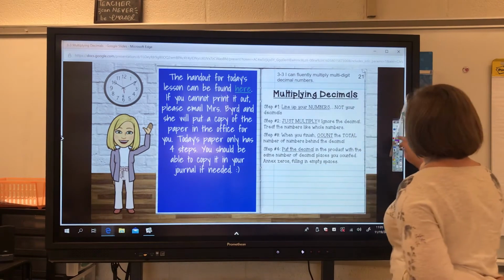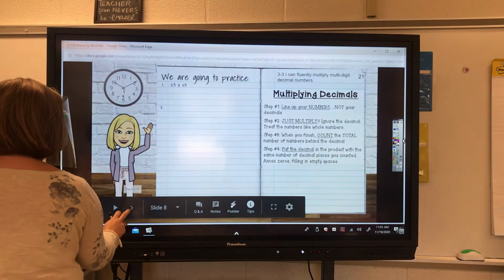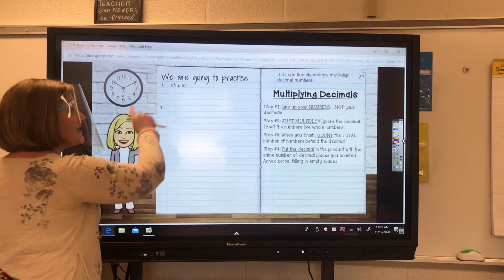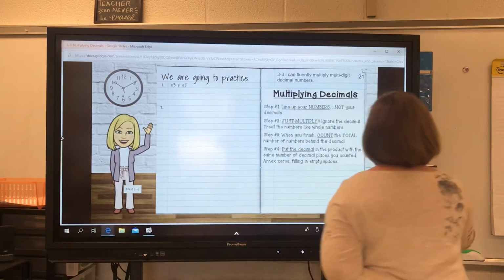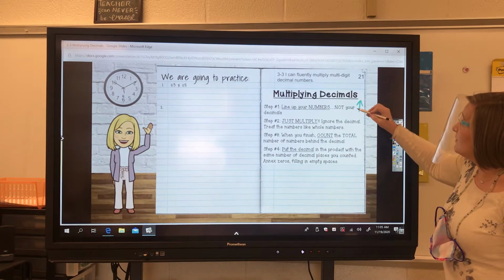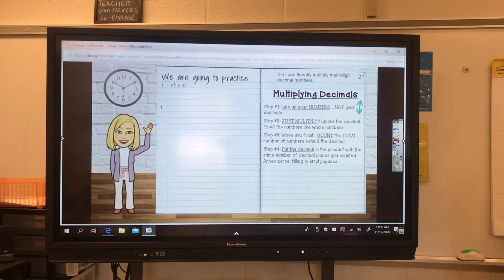So on the left side, we're going to start simple. You know, I like to start things a little bit simple. I want you to write 3/10 times 5/10. When we line up our numbers, we're going to line them up vertically, okay? Up and down. We're going to multiply up and down, okay?